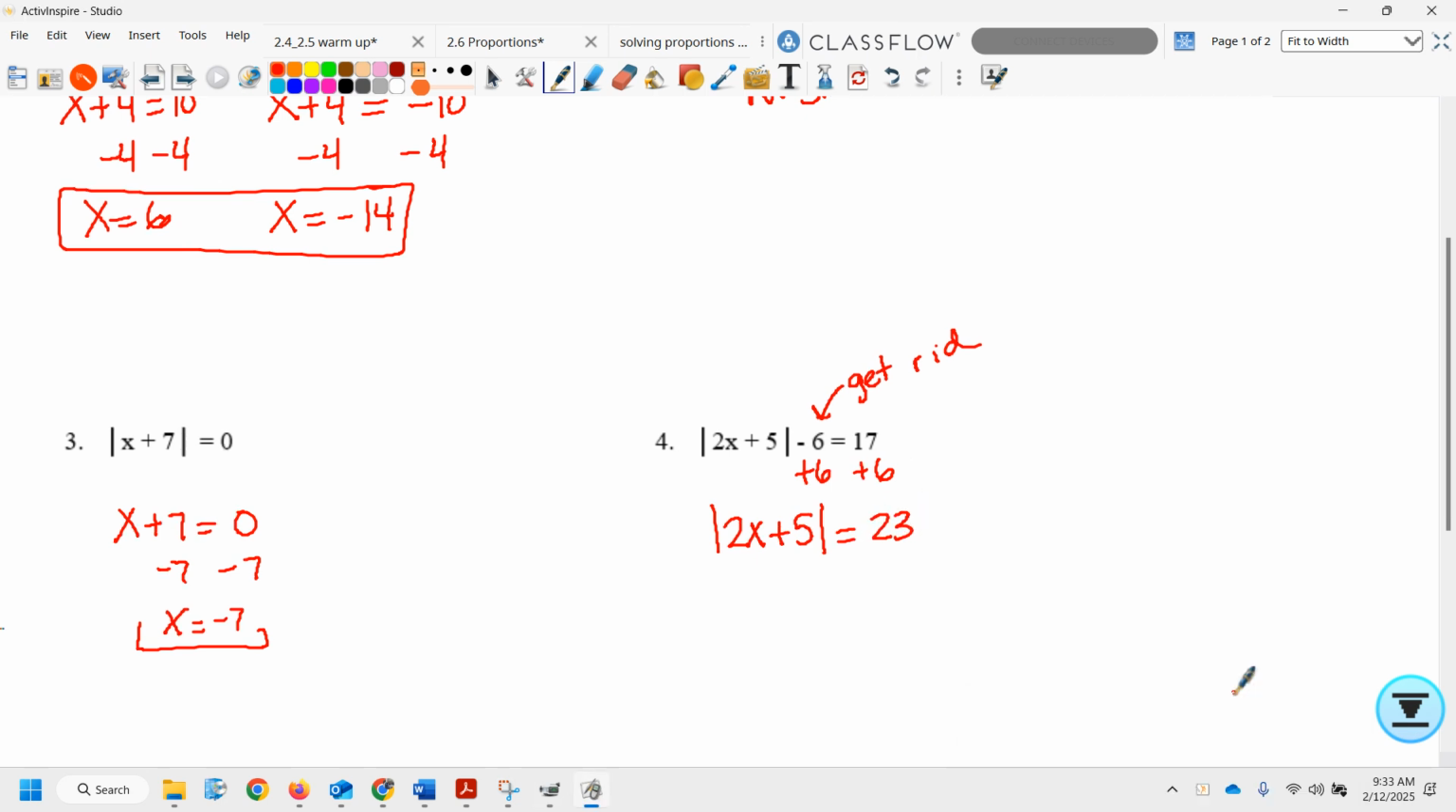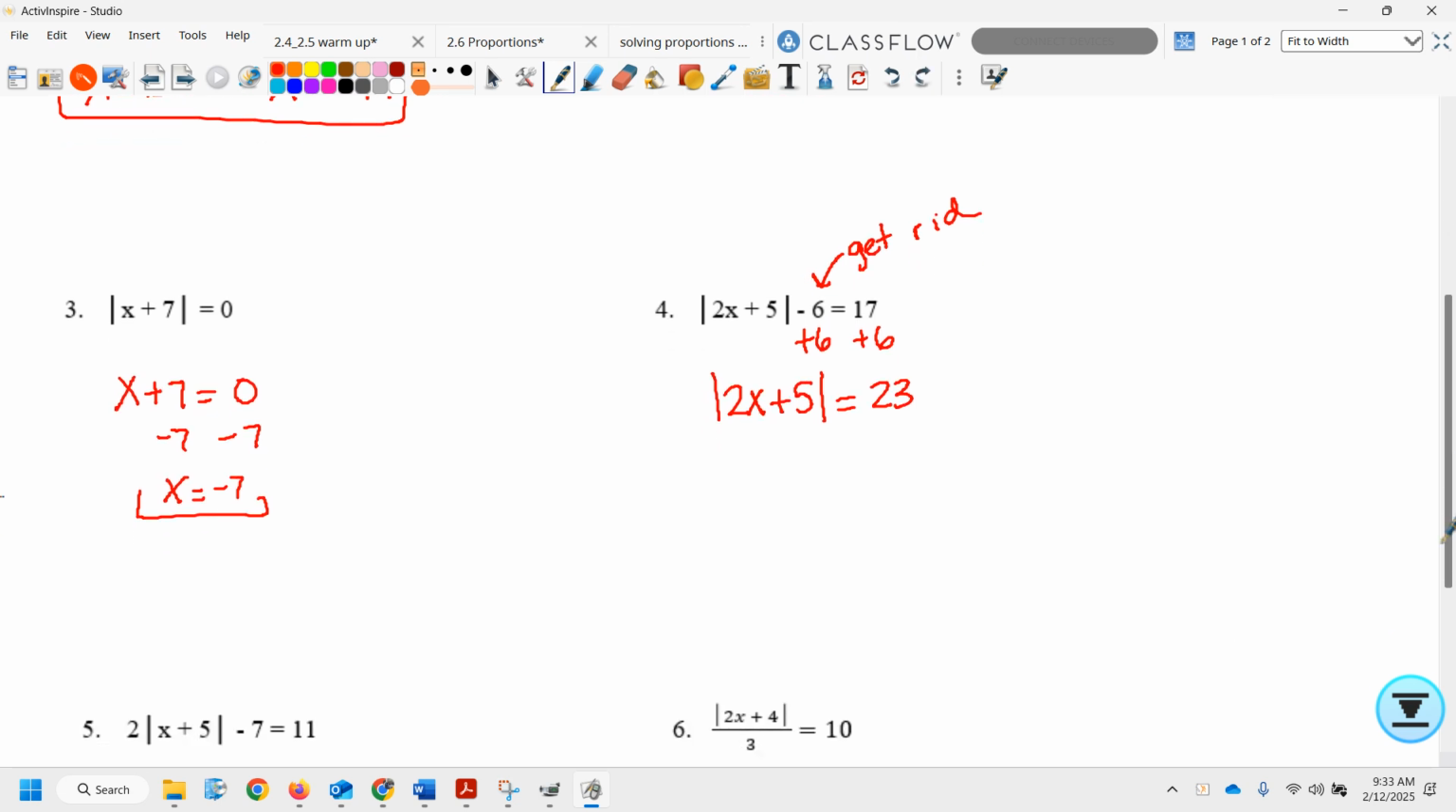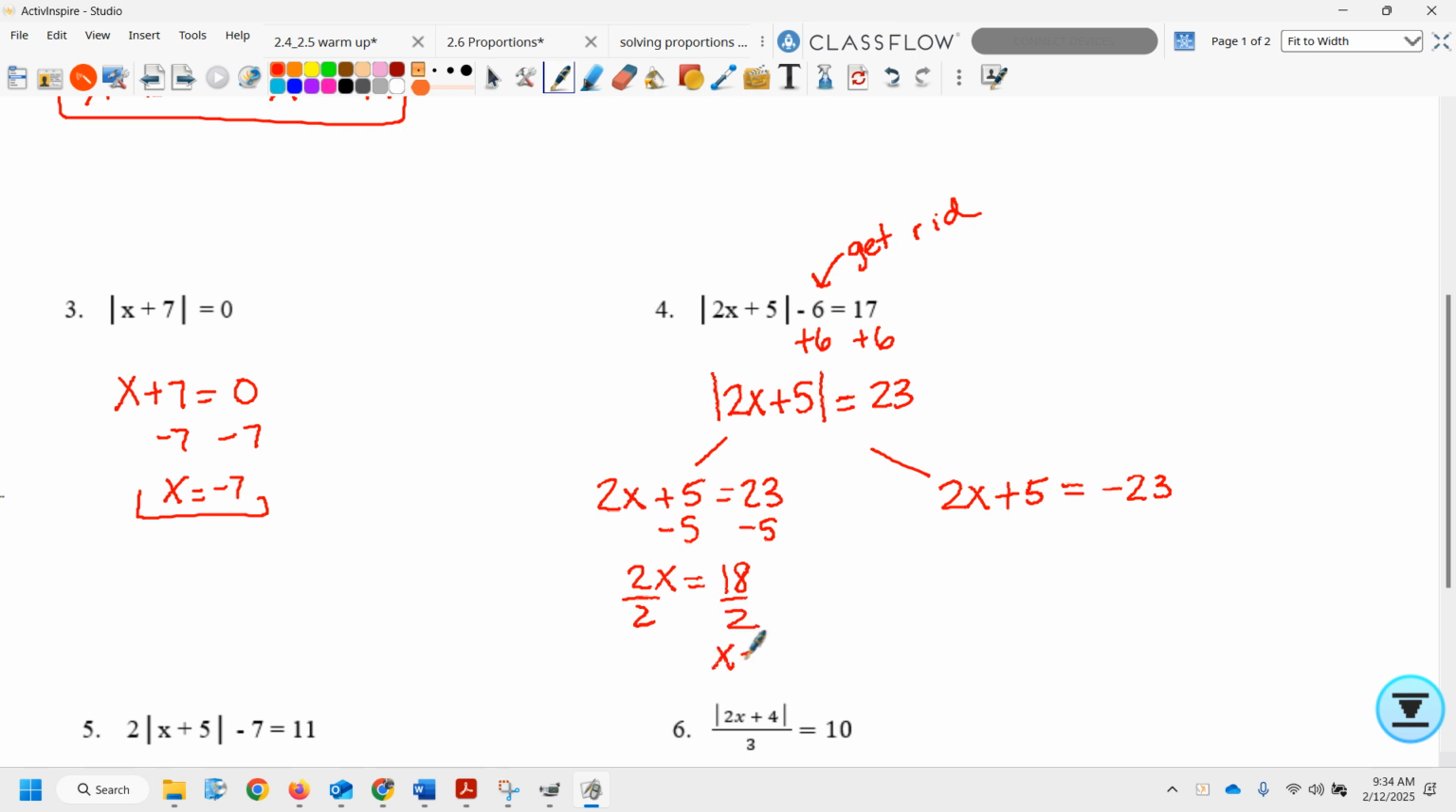All I need to do now is make my two equations. My first equation is exactly what we see here: 2x plus 5 is equal to 23. My second equation, 2x plus 5, is always going to be the same stuff that's inside the bars, but now I'm going to set it equal to negative 23. All right, this is a two-step equation, so I have to subtract 5. 2x is equal to 18. Divide by 2. x is equal to 9.